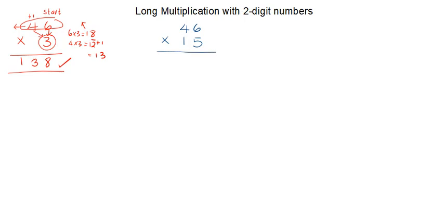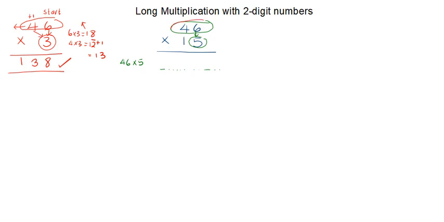Now what this really means is we're going to get two rows of answers. First we're going to take the 46, and first we're going to multiply it with the 5. That's the first thing we're going to do, and we're going to get one row of answer here. So the first row is going to give us what is 46 times 5.